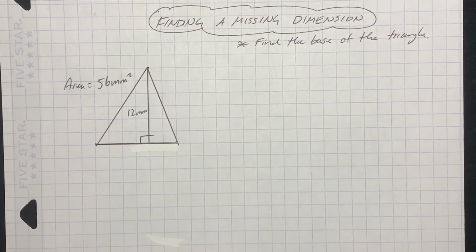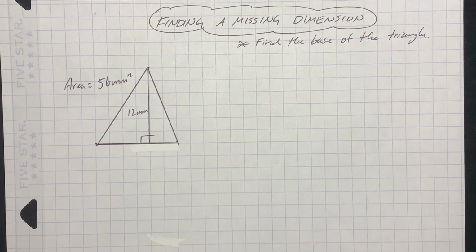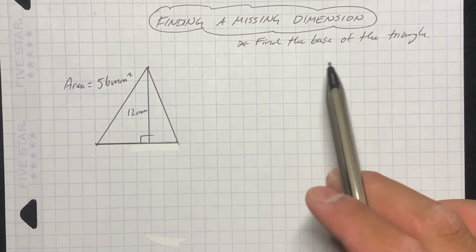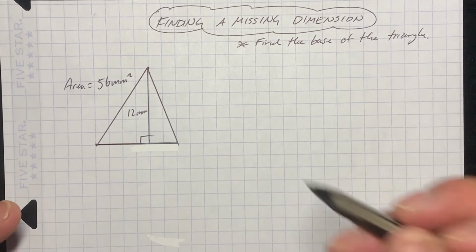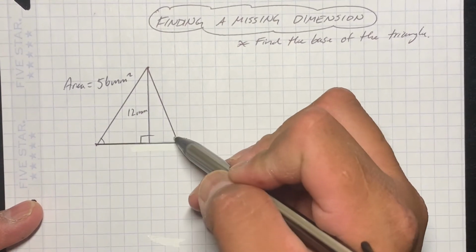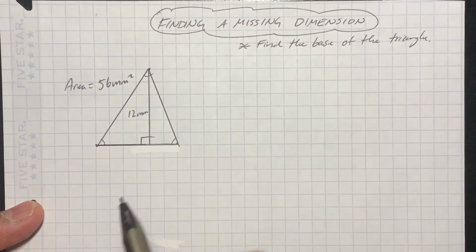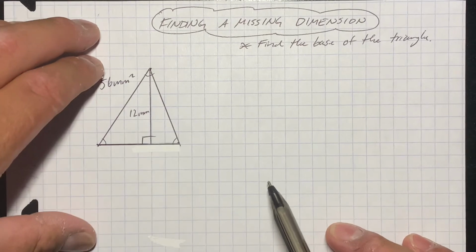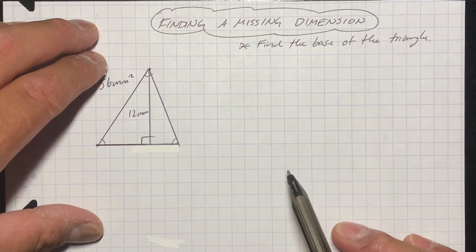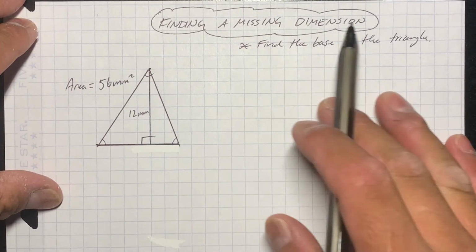All right, so for this example, we're gonna find the missing dimension. So we're gonna find the base value of this triangle. Again, triangle means 3 angles. Here's one acute angle, another acute angle, and a third acute angle. 1, 2, 3 angles for that triangle. So we're finding the missing dimension.